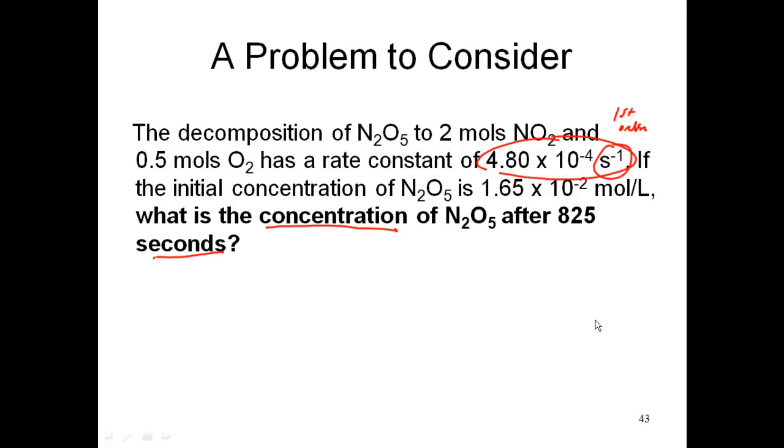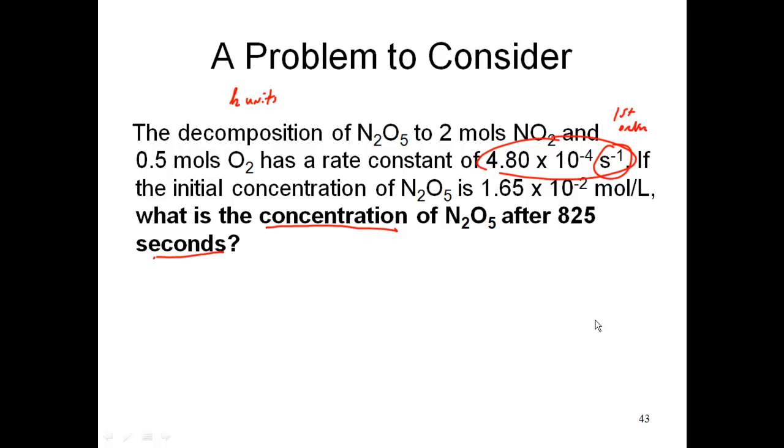So therefore, I know it's a first order based on the units on that k, and I would use my integrated rate equation for a first order. That's one way. So you will determine by looking at the k units. Remember, we talked about the units, so the k units will allow me to decide which order it is.